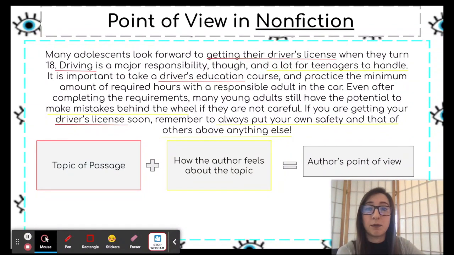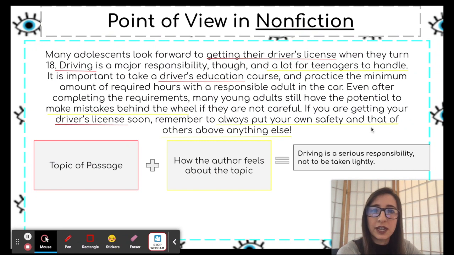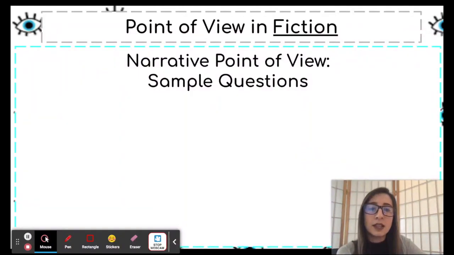Yes, safety is a positive thing, but the author telling us to remember kind of gives a vibe of correcting or admonishing, almost a negative feeling. So all those things together give me the point of view that the author believes that driving is a serious responsibility not to be taken lightly. The author clearly has an opinion, and so your point of view statement should always be an opinion. Let's take a look at some sample questions you might see on this topic.